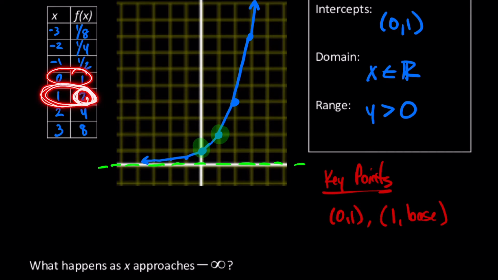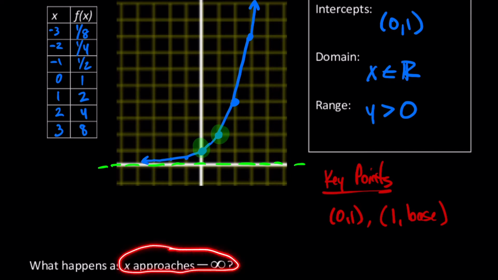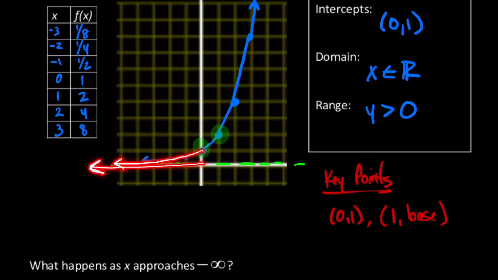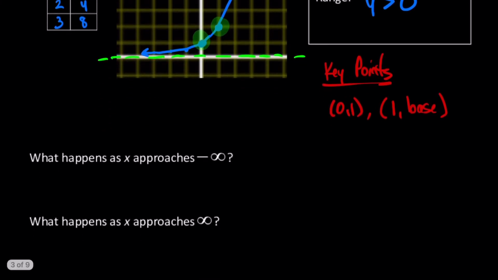So these two right here will be on every exponential function, and this one is going to be the same as the base. All right, so take a look at this graph, and let's answer this question. What happens as x approaches negative infinity? So as the graph goes this way, that's when x approaches negative infinity. What's happening to your graph? Well, it looks like it's getting closer and closer to the x-axis. So we'll say something like y approaches 0, because the y value is getting closer and closer and closer to 0, but it'll never get there.